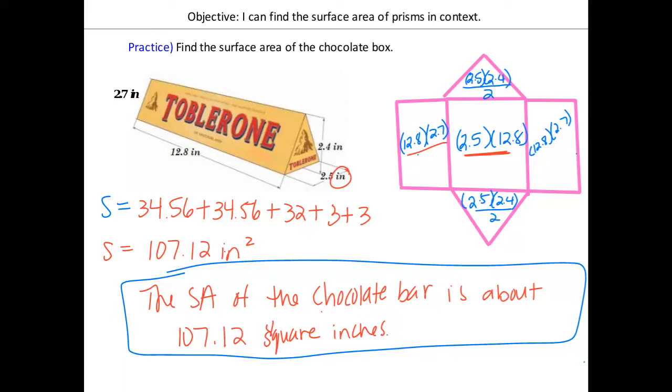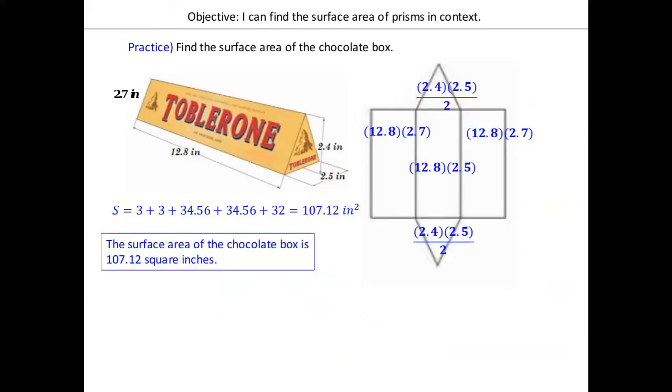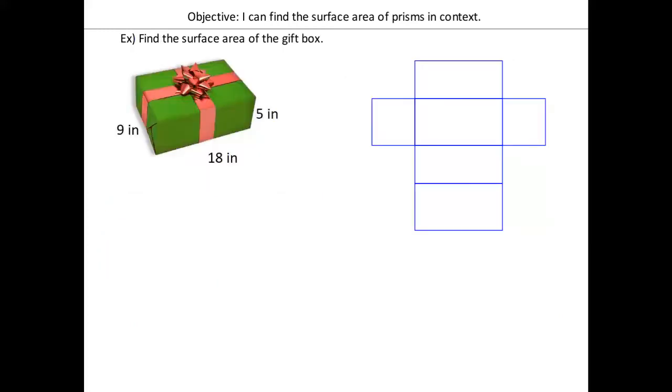Okay. Next, if we look at our next shape, we're going to look now at rectangular prisms. Rectangular prisms are usually easier, because you're going to have 3 pairs of congruent rectangles. For example, the bottom is 9 by 18, but the top is also going to be 9 by 18. The left and the right sides are going to be 5 inches by 9 inches, and those two are the same. And then the front and the back are both going to be 5 by 18.